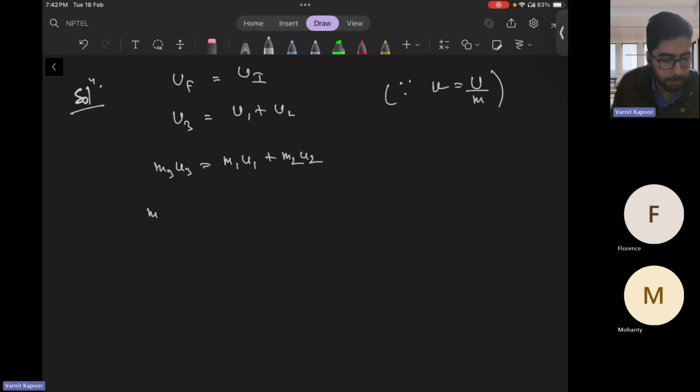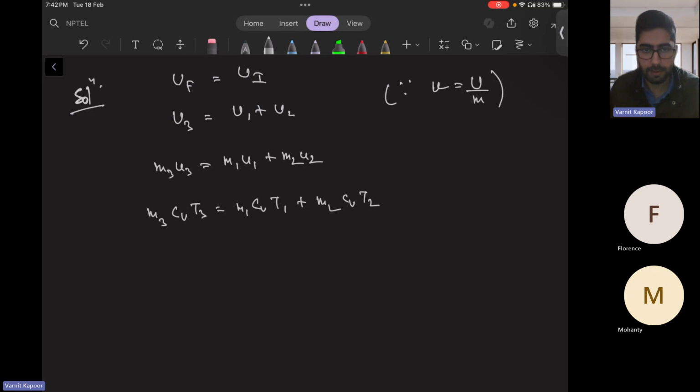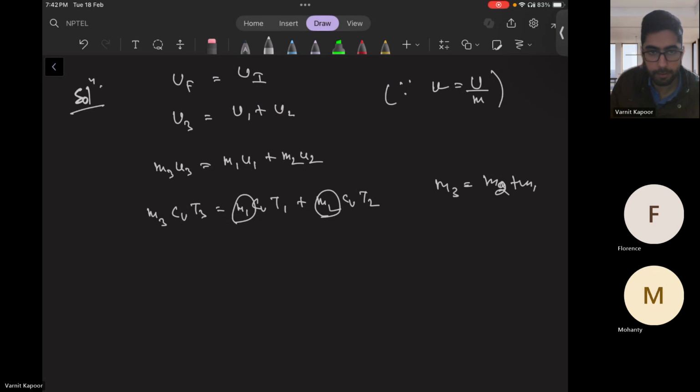So we know that M3 Cv T3, it's an ideal gas here, equals M1 Cv T1 plus M2 Cv T2. Mass is going to be conserved, so M3 is equal to M1 plus M2. But not all the values are the same, so the masses cannot cancel out. Understand this point.